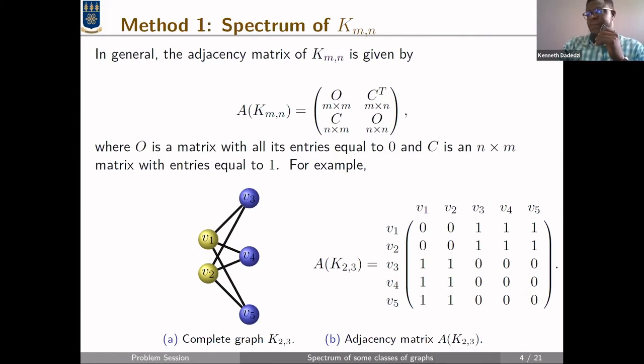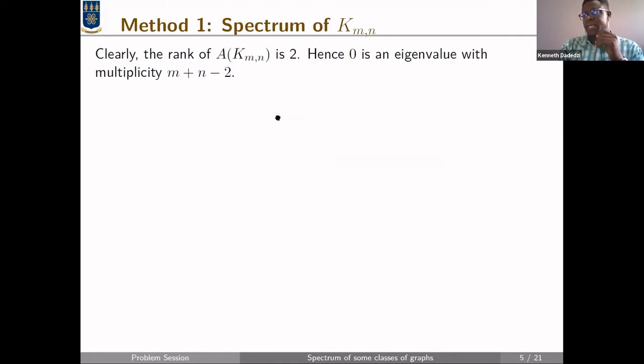By looking at this form, the first idea that comes is how to compute the spectrum of this matrix. It's quite easy, because if you look at this matrix, we find that it has rank 2. The number of edges of this graph is just n plus n. And if the rank is 2, that means the dimension of the null space is n plus n minus 2. With that idea, we know that 0 is an eigenvalue and it has multiplicity n plus n minus 2.